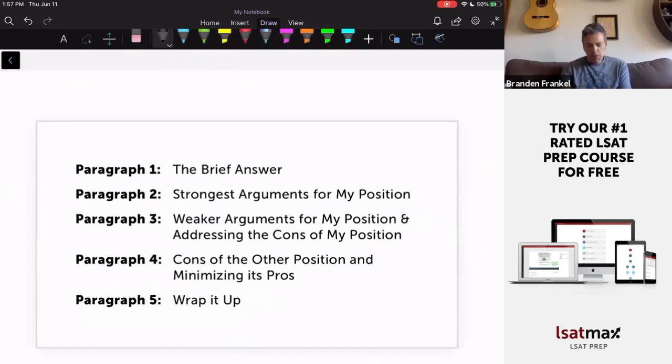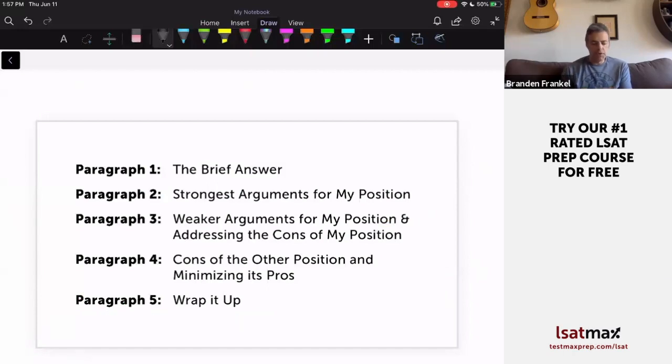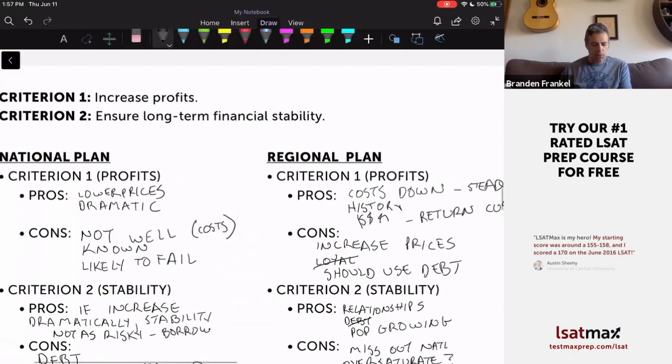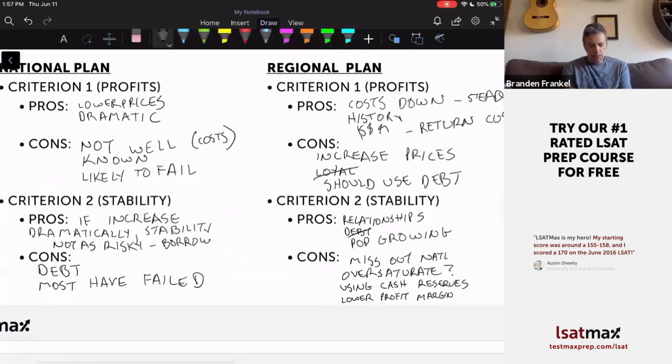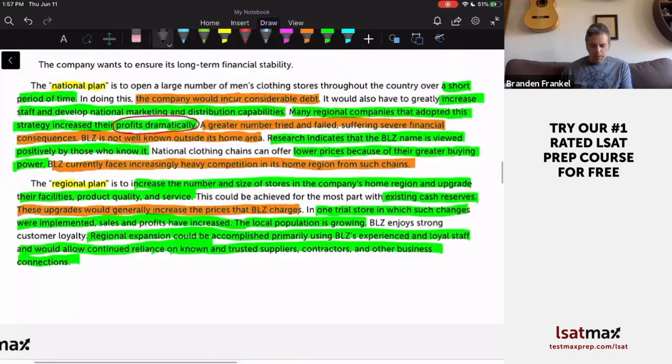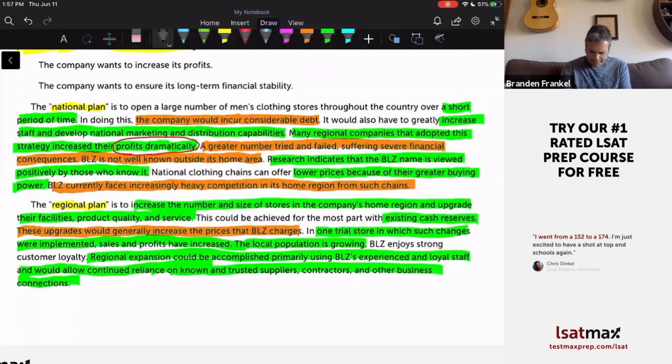In paragraph 3, you would make some weaker arguments for your position and address the cons of your position. So let's just take a look at how we would do that. I think we've made most of the arguments. The weaker arguments of our position, let's see.